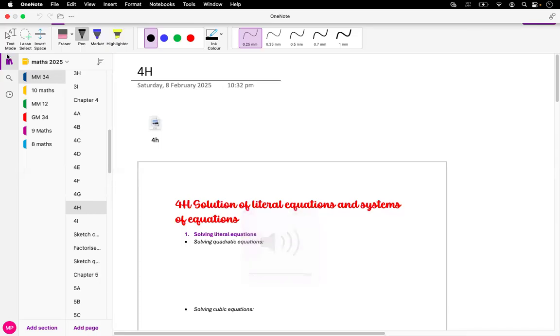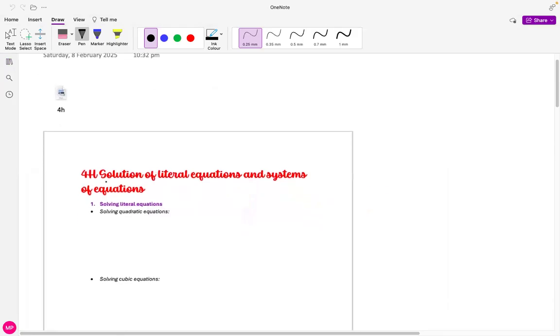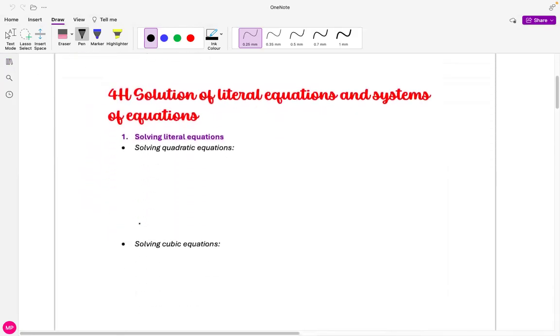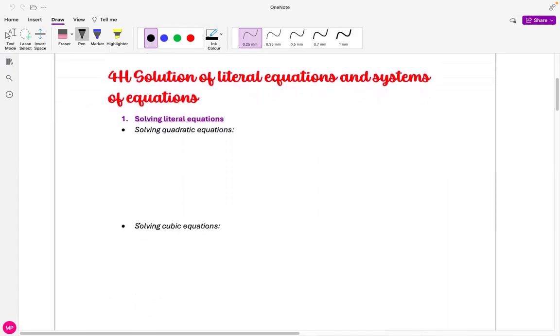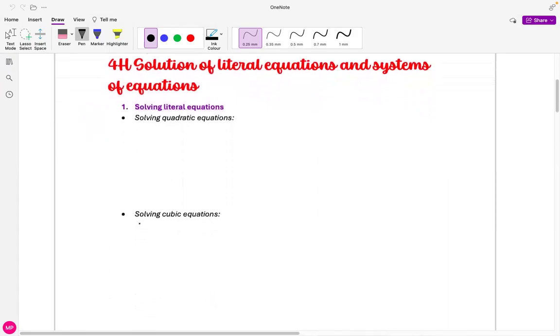Hi everyone. In today's lesson we're going to go over the solution of literal equations and the system of simultaneous equations as well. Now let's revise how to solve a quadratic equation and a cubic one. The general form is ax squared plus bx plus c. This is for a quadratic equation, right?